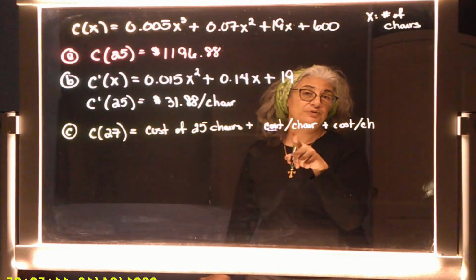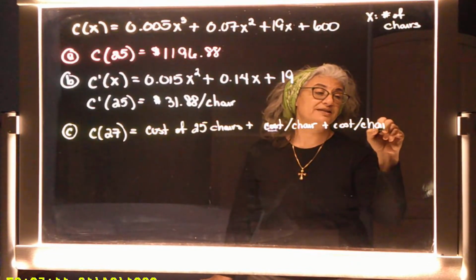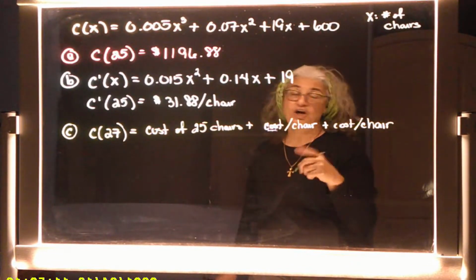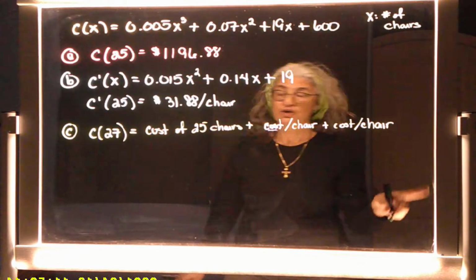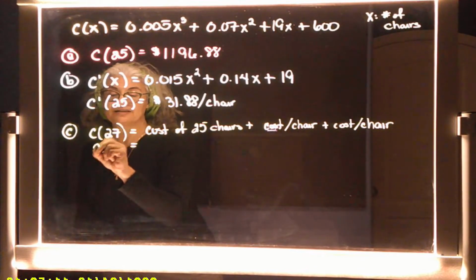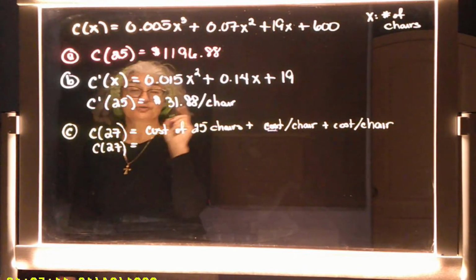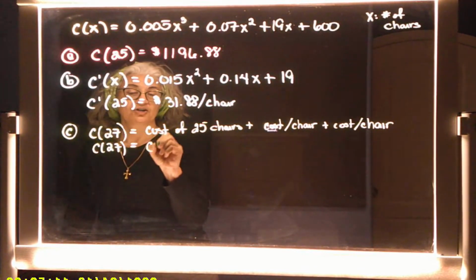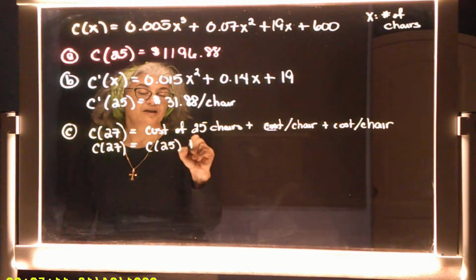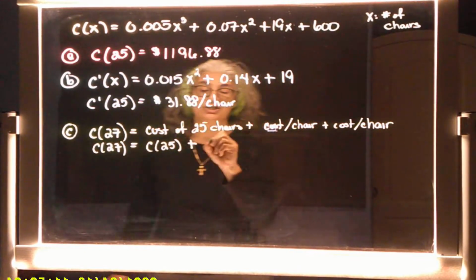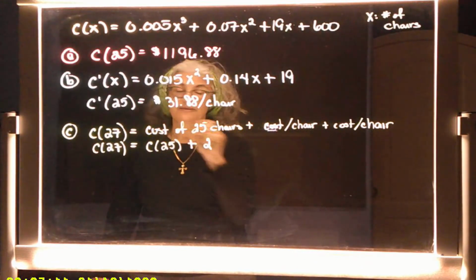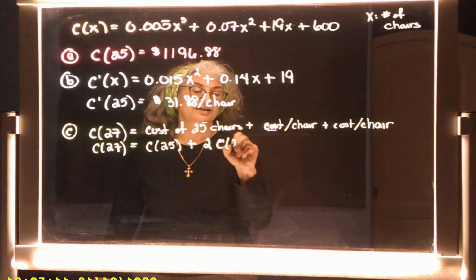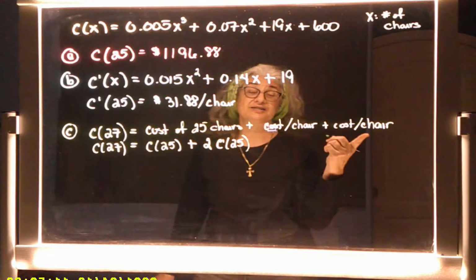Because this would be chair 26, this would be chair 27. Wouldn't that give me the cost of 27 chairs? So then, couldn't I write this as the cost of 27 chairs would equal the cost of 25 chairs plus 2 times the marginal cost at 25 chairs, because that's what it is.